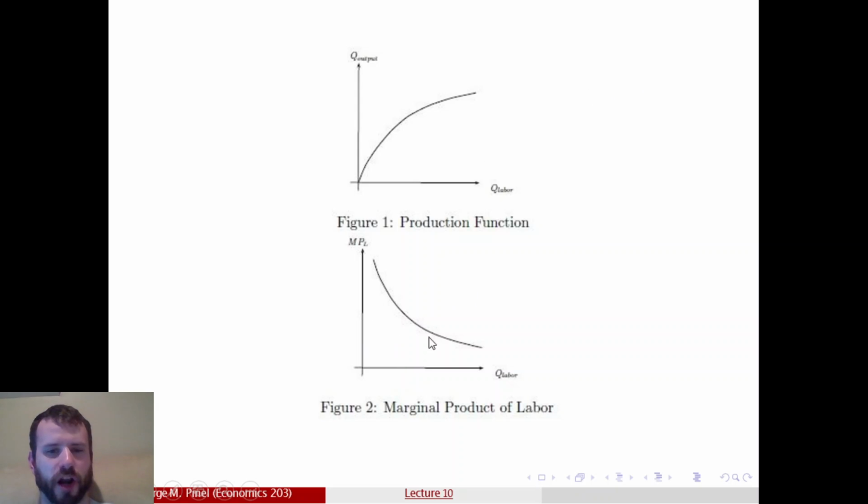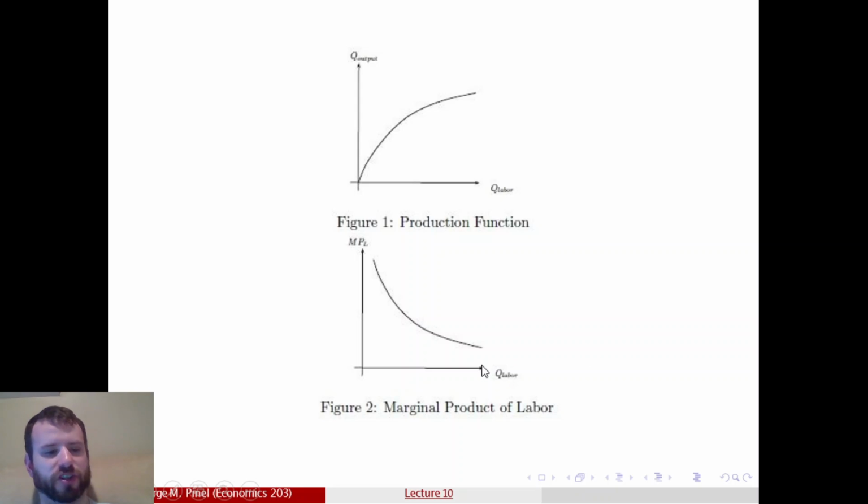So here's your marginal product of labor. Basically, this is the slope of the production function at every point. Okay, and notice it's decreasing and it's going to 0. The more and more and more labor you use, the closer and closer to 0 your marginal product of labor will be. Okay, that's your diminishing marginal product.